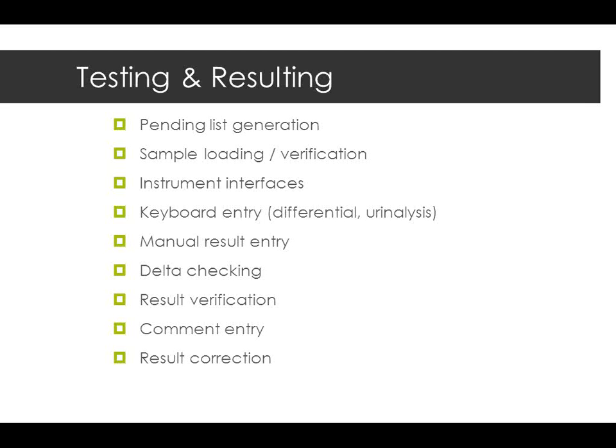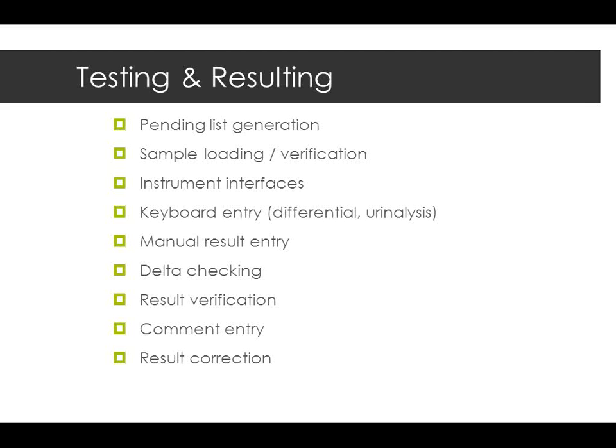I'm doing an RPR or a VDRL where it's not an interface test, it's not an instrument-based test, and I need to then enter that result manually. I may want to do delta checking, which is looking at current result versus prior result and seeing, do I think there's been a significant change here that I may question a result. Do result verification. So yeah, this result looks good, and I will release it into the patient's record.